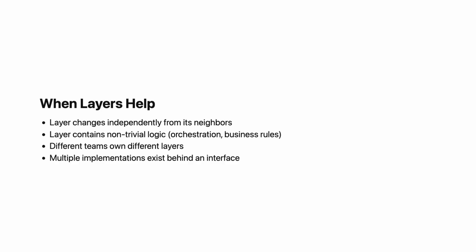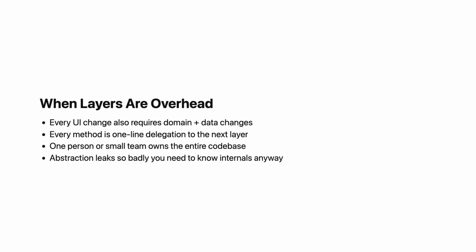Conversely, a layer is overhead when it never changes independently. If every UI change also requires a domain change and a data change, your layers are not containing change, they are multiplying it. A layer is overhead when it contains no logic. If every method is a one-line delegation to the next layer, it is a pass-through adding nothing. A layer is overhead when one person or a small team owns the entire codebase. You do not need contractual boundaries with yourself. And a layer is overhead when the abstraction leaks so badly that the layer above needs intimate knowledge of the layer below anyway. In that case, the boundary is fiction.